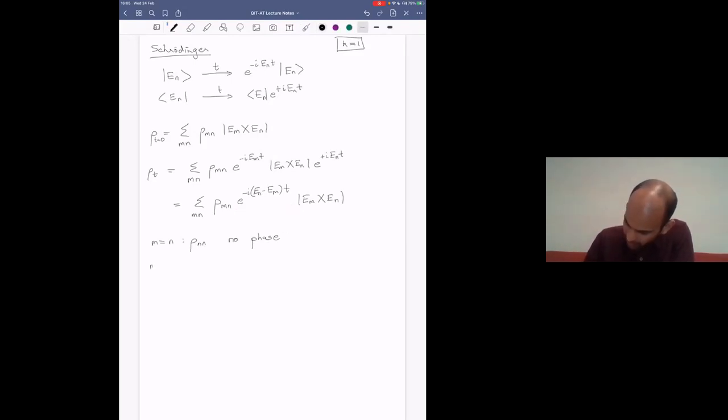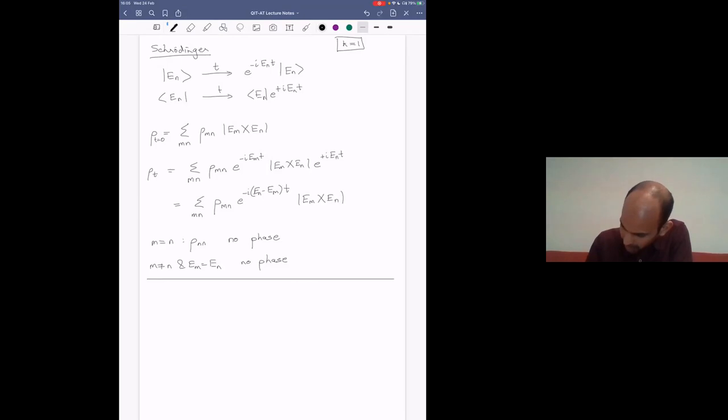The same way, if m is not equal to n and Em is equal to En, also there is no phase. So the only time there is a phase that is evolving in time is particularly for those cases of off-diagonal elements that have different energy eigenvalues. And this is important because if we consider that we are going to do anything with this density matrix, we're going to perform an operation on it to change it into something else that we want, it is necessary, at least for some operations, to keep track of what this phase is. And I will use a simple example to demonstrate this here.